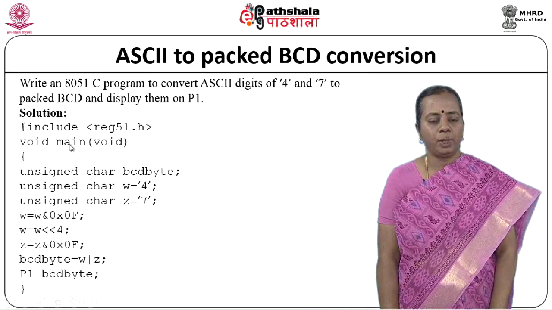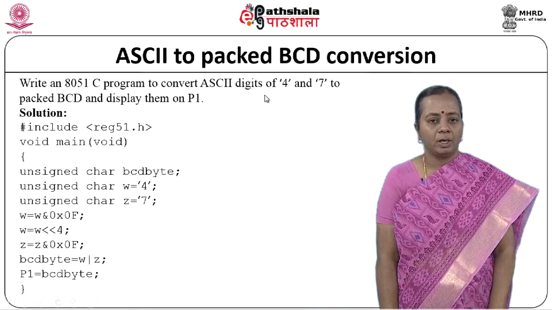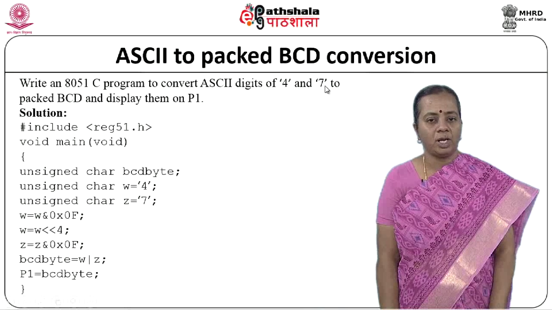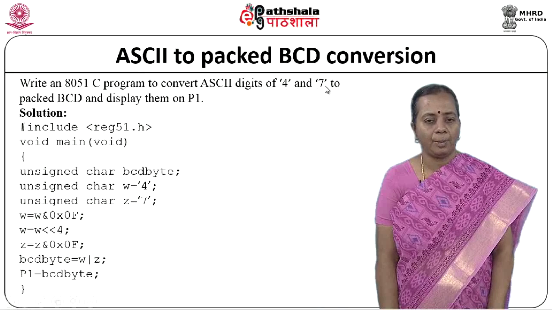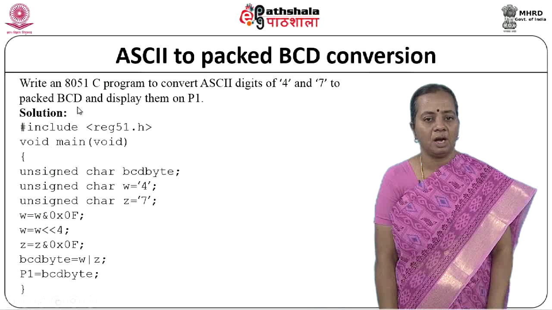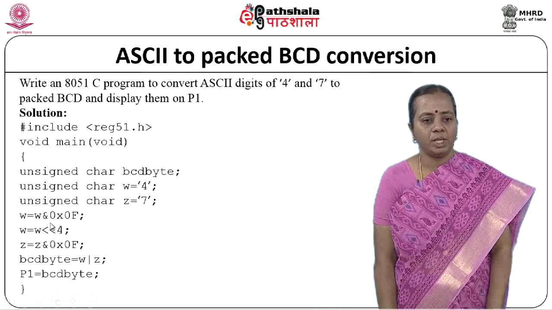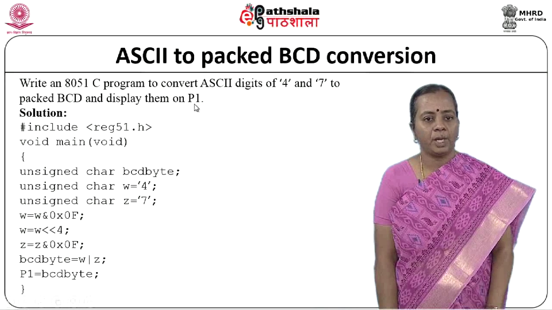So this is the way this particular code demonstrates that the ASCII digits 4 and 7 are combined or packed to make a BCD digit of 47 through this particular program. The output is displayed at your P1 port.